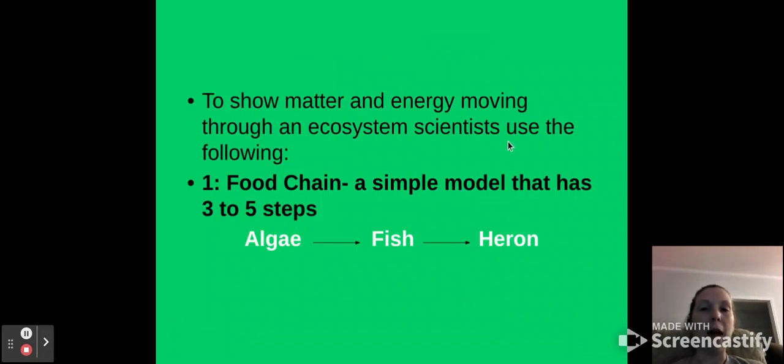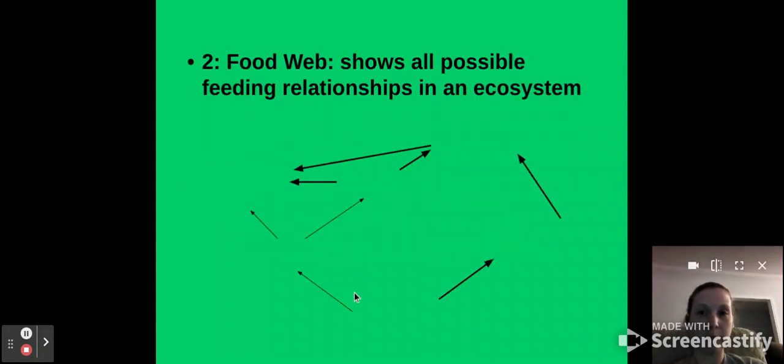To show matter and energy moving through an ecosystem, scientists will use food chains, which we have here. And it's a simple model where you literally draw what you start with, arrow, what would eat that, arrow, what would eat the previous thing, arrow, and you keep going from there. So algae would be our autotroph that we start with. Well, fish feed off of that, so they're the next step. And then herons feed on the fish, which is the next step. And then whatever would eat a heron would be the next step.